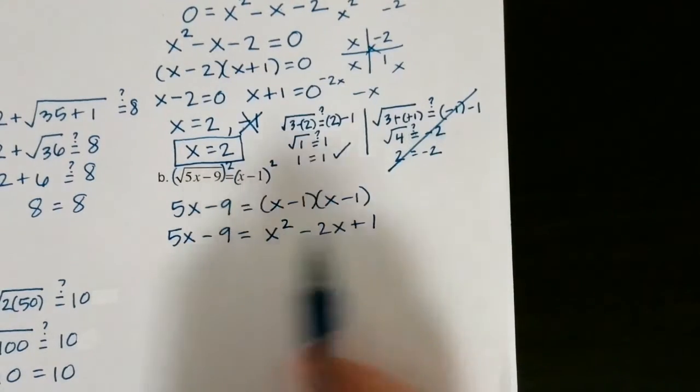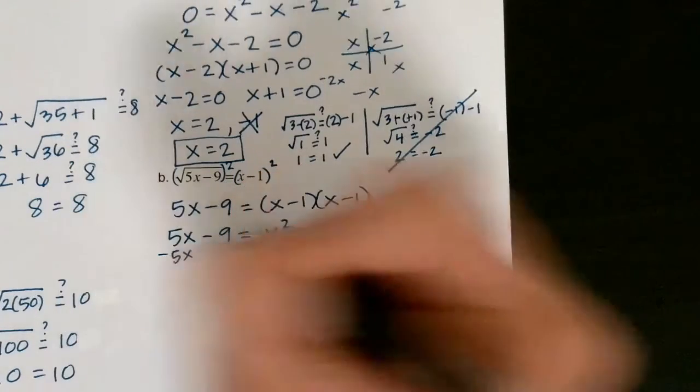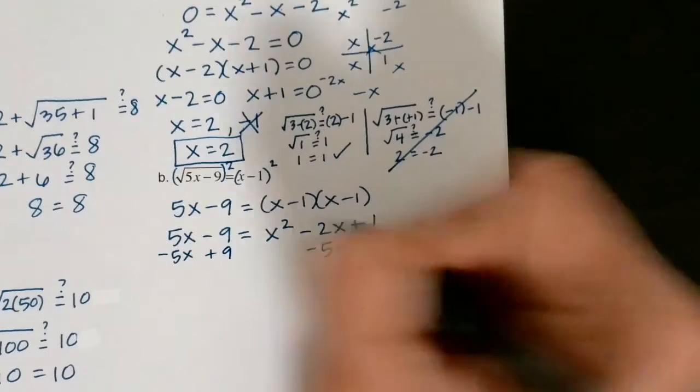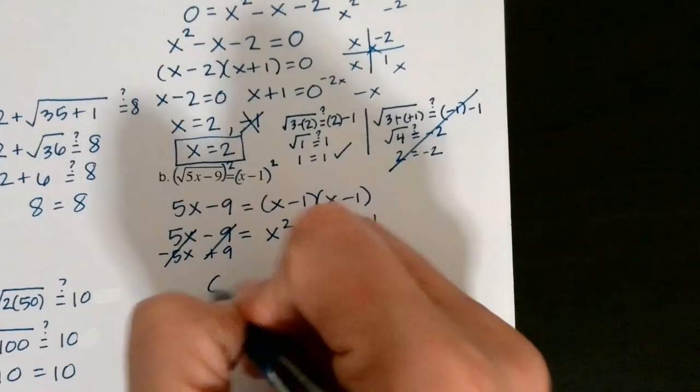Alright, it's quadratic, so we got to get one side equal to 0. So subtract 5x. Oh, I get to add 9. Those make 0.